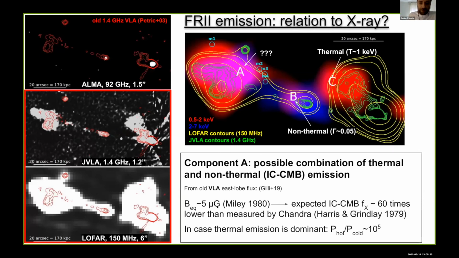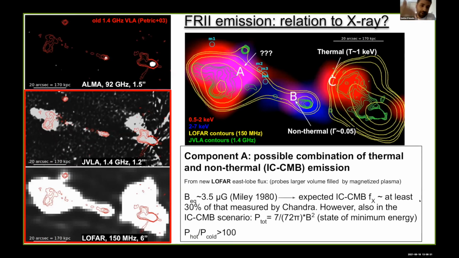So for this component, from the old VLA emission, we derived an equipartition magnetic field of about 5 microgauss, and in turn an expected X-ray flux for the non-thermal process that is actually lower. It's actually 60 times lower than that measured in our Chandra image. In this case, the ratio between the pressure of the expanded bubble and the surrounding cold gas, which is assumed to have similar properties to that derived in other protoclusters such as the Spiderweb protocluster, is of several orders of magnitude. So this points towards the scenario of the expanded bubble.